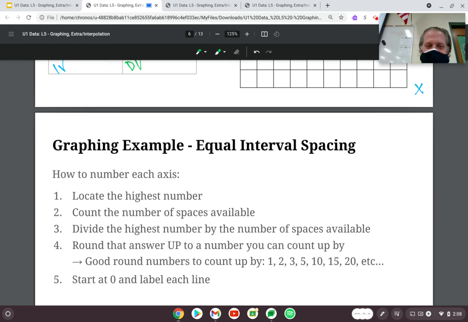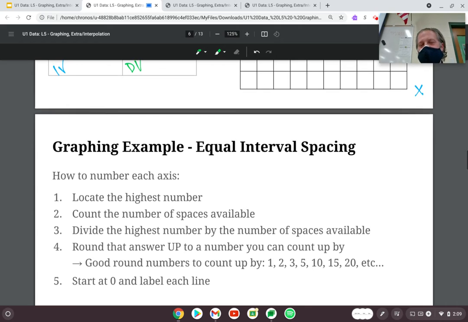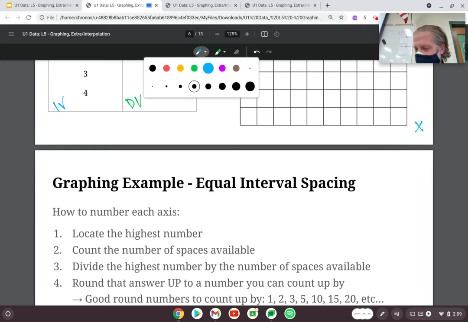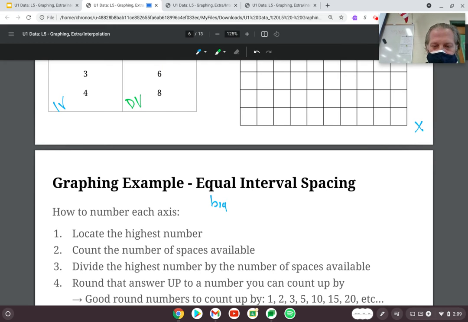Anyway, so we locate the highest number in the data set. We count the number of spaces given to us for that particular axis, and then we divide the highest number by the number of spaces available, and then we round it up so it's a good, decent number to count by. Then we start at 0 and we label each line. That's really wordy for the general formula that I usually use, which is biggest value over number of spaces.